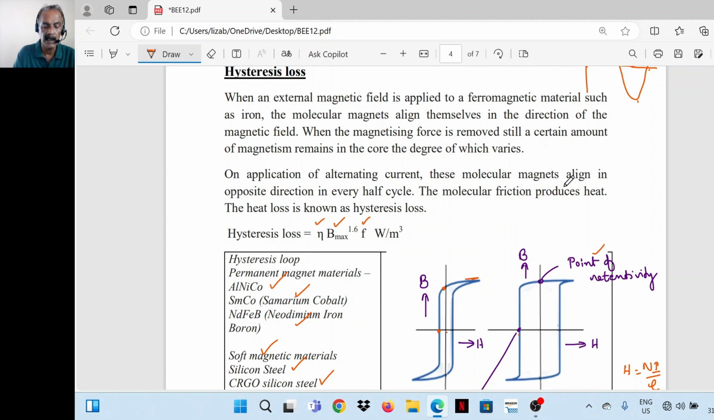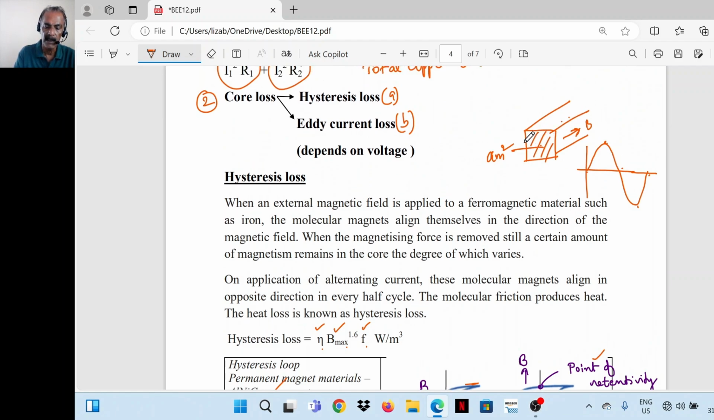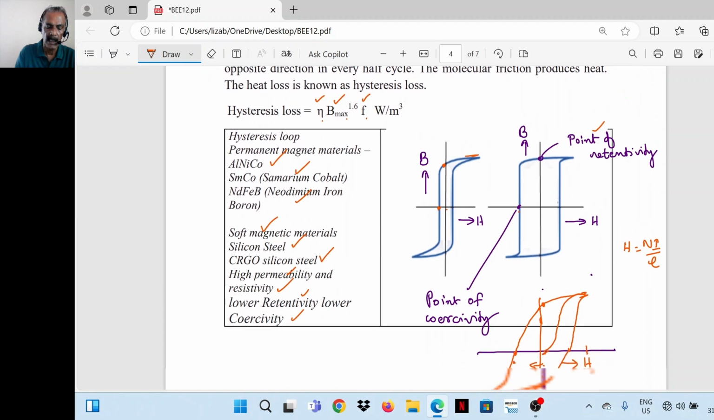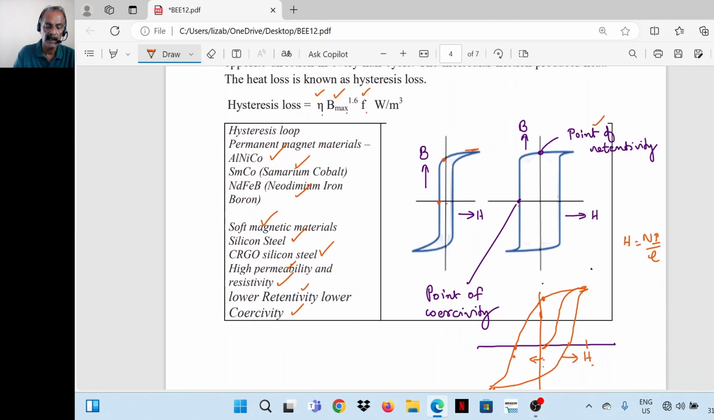This is known as hysteresis loss, and an approximate equation for that is eta Bmax raised to 1.6 into f watts per meter cube, per meter cube net volume of the core. f is the frequency of magnetic reversals, that is, here it is the supply frequency itself. Bmax is the maximum flux density, that is flux through the core divided by the net cross-sectional area. Eta is called the hysteresis coefficient.